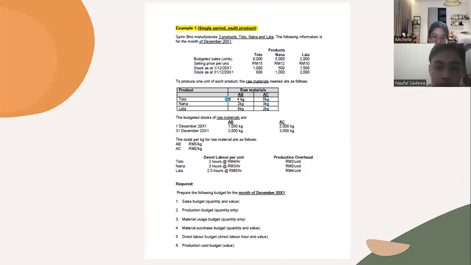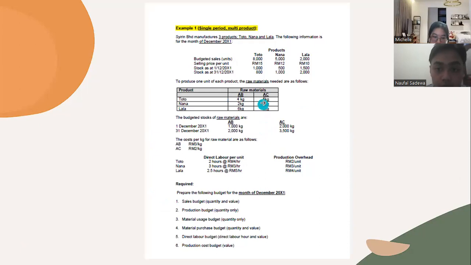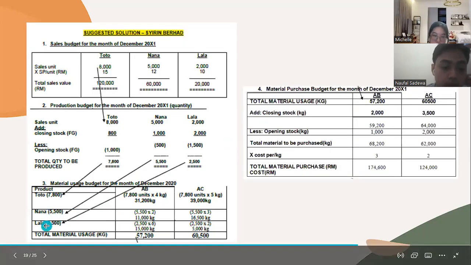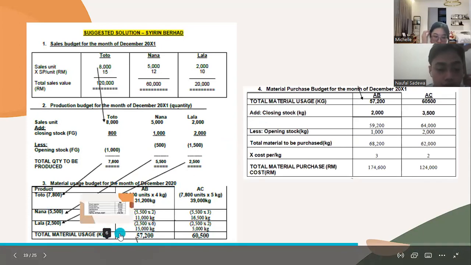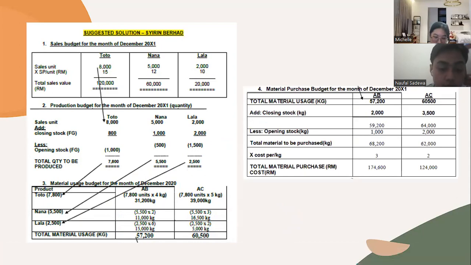We do the same thing for AC also. The 5, so we put here 5, and we do the same thing also in Nana and Lala. And after we count all of this, we can get the value here, total material usage in kilogram. AB, the amount of material usage, AB is 57,200, and then AC 60,500.